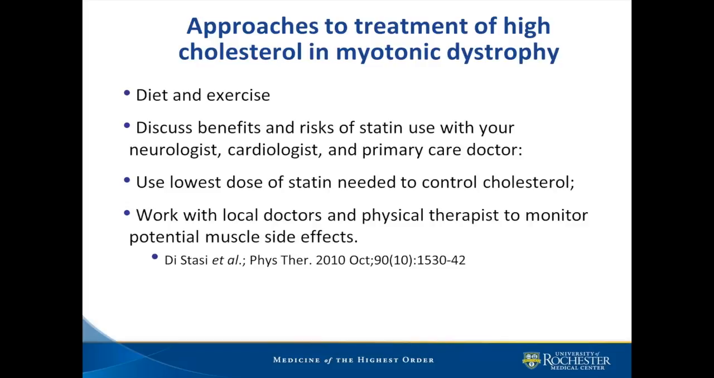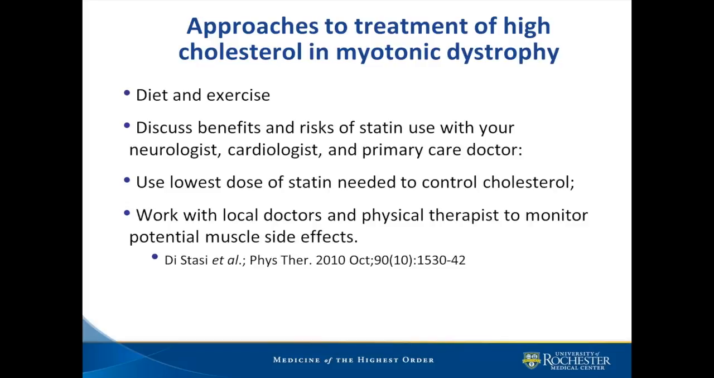I realize we're dealing with a muscle disease that, if anything, wastes away muscle, but very often exercise in the form of some type of aquatic therapy or supervised exercise is possible in many of our patients.